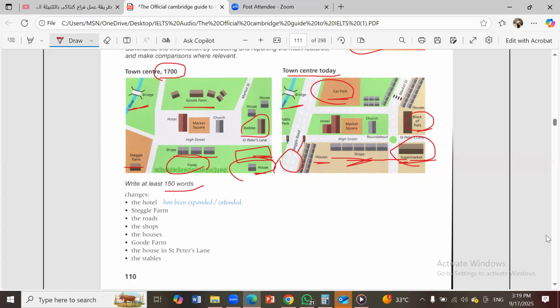The farm is replaced by one, two, three. Now it became wider. The farm is replaced by, the third form of the verb. Miss Nehal, we should divide them into three paragraphs: introduction, body paragraph and conclusion.